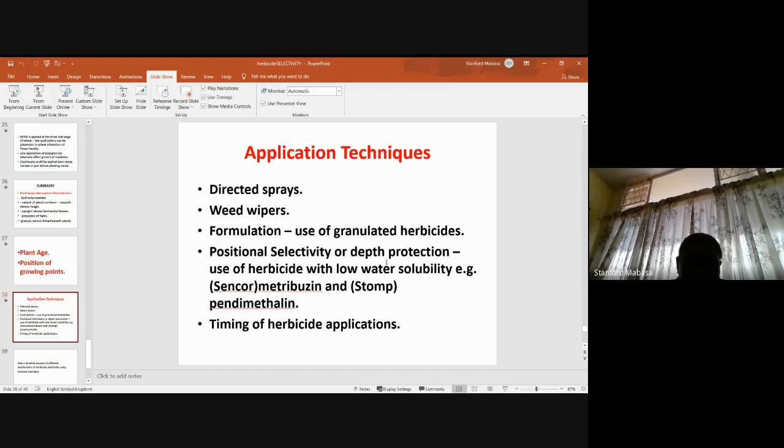Then, of course, we talked about the timing of herbicide applications in relationship to the growth stage. MCPA is targeted at the 3-leaf stage, Basagran at the 3-trifoliate stage. Then if you want to put glyphosate, either you put it towards the end of the maize season or towards the beginning. So these are some of the issues which can account for non-physiological selectivity.